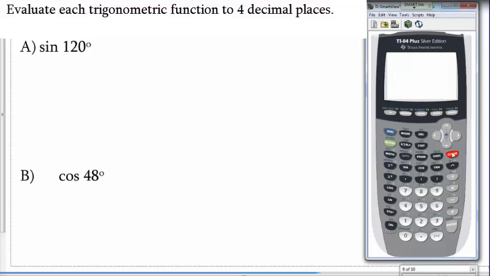For the sine of 120 degrees, all you have to simply do is press on your calculator sine, enter 120 degrees, and close the parentheses as I have not done. Hit enter, and this will give you a decimal answer. Round to the 4th decimal place, and you should get an answer of 0.8660. Similarly with cosine, you plug in cosine 48, and you get a decimal answer which you can round to 4 places, 0.6691.